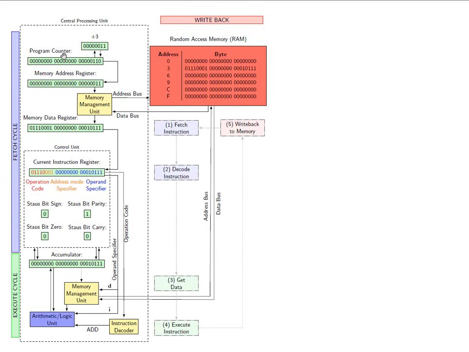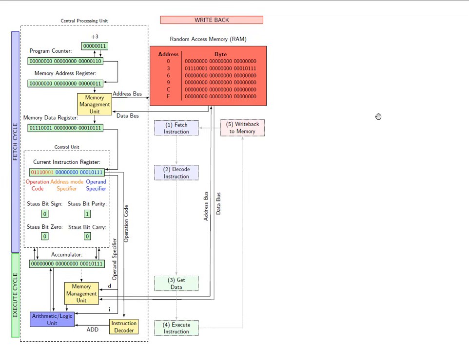This is done concurrently, like I said, by adding the word length of the processor to the program counter. Here the word length is 3 bytes, which is why it's written there at the top, plus 3, because it's 3 bytes, which gives you 24 bits. The fetched instruction is then stored into the memory data register, the MDR, this one over here at the bottom, and is subsequently moved into the current instruction register, the CIR.